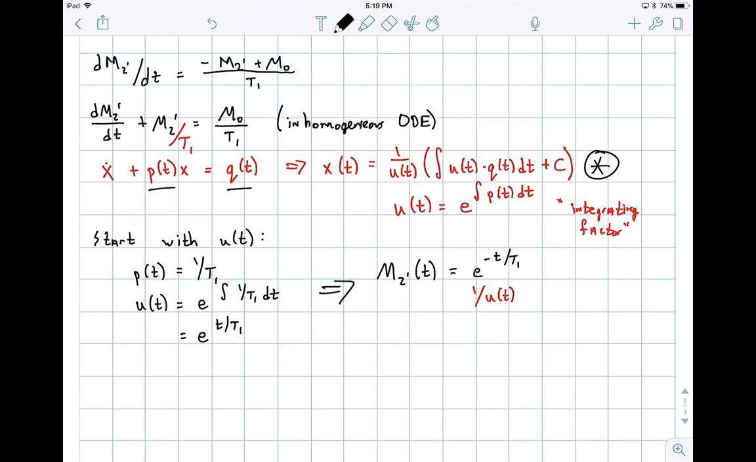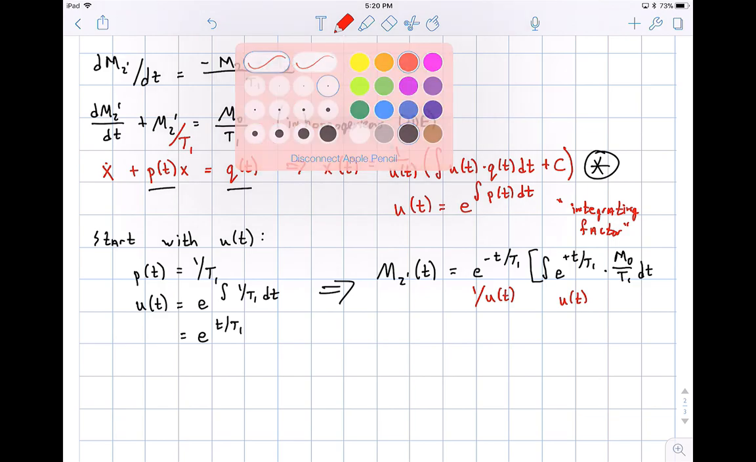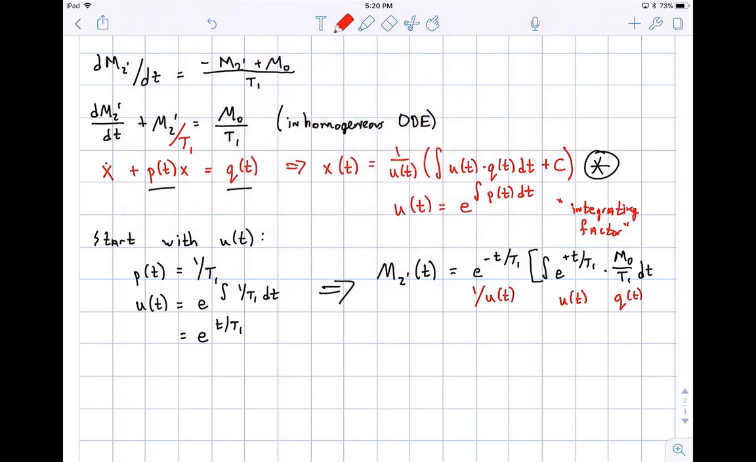The next term that we have in there, let's use some square brackets to keep things clean. We have our u of t function itself, and that's just the integral of e to the positive t over t1. This is our u of t function. And then that's multiplied by m naught over t1 dt. And that is our q of t. And then we have to add this constant. So we're getting there. We're not all the way done, but we're getting there.